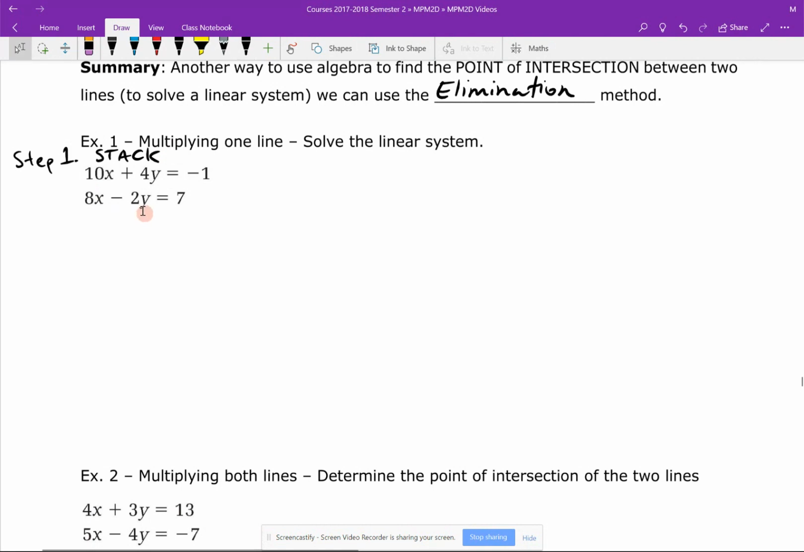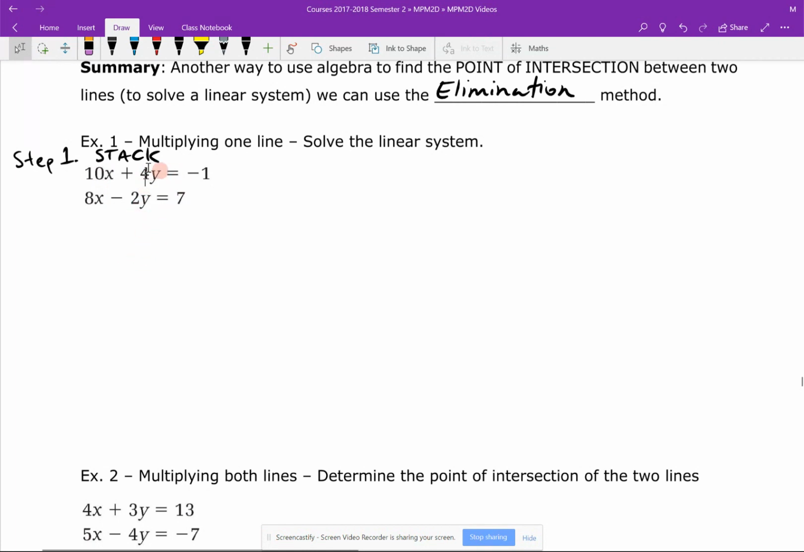Step two, now we have to choose whether we add the two equations or we subtract the two equations to eliminate the variable. So elimination means we have to eliminate one of these variables. We have to eliminate either the x's or the y's. Now you can see if I subtracted, well, 10x minus 8x, I can't eliminate the x's. There will still be 2x remaining. 4y and 2y, I can't add or subtract those either.